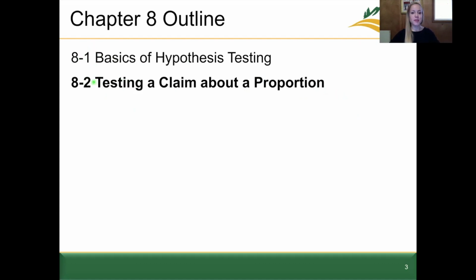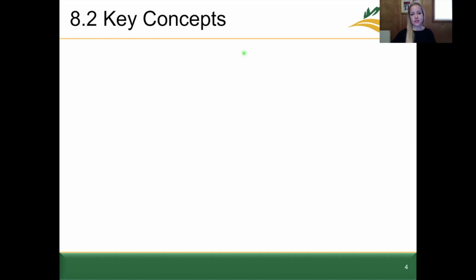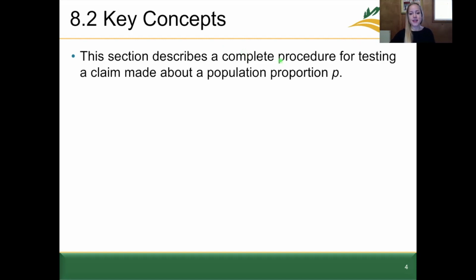You don't need to worry about anything else in Chapter 8 aside from what we cover in 8.1 and 8.2. Our coverage of 8.2 will also most likely help solidify concepts that we went over in 8.1. So the key concepts in 8.2, the first is that we'll go through the complete procedure for testing a claim made about a population proportion. Another reminder here is that our population proportion is represented by lowercase p.